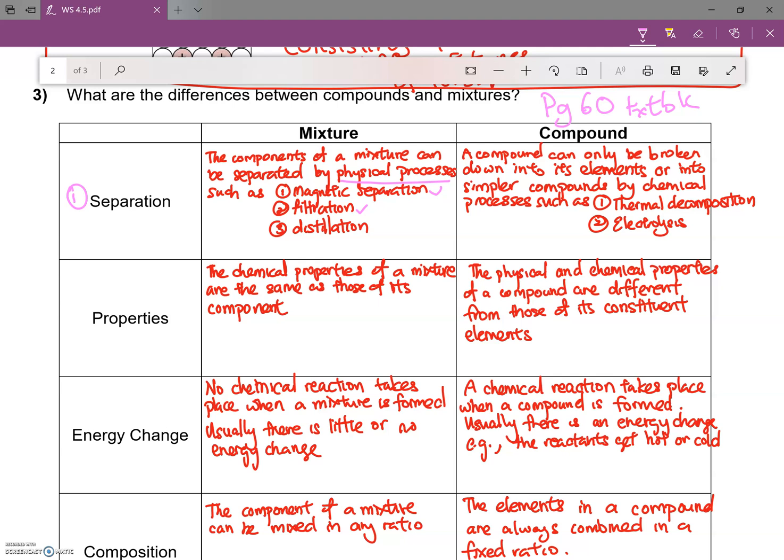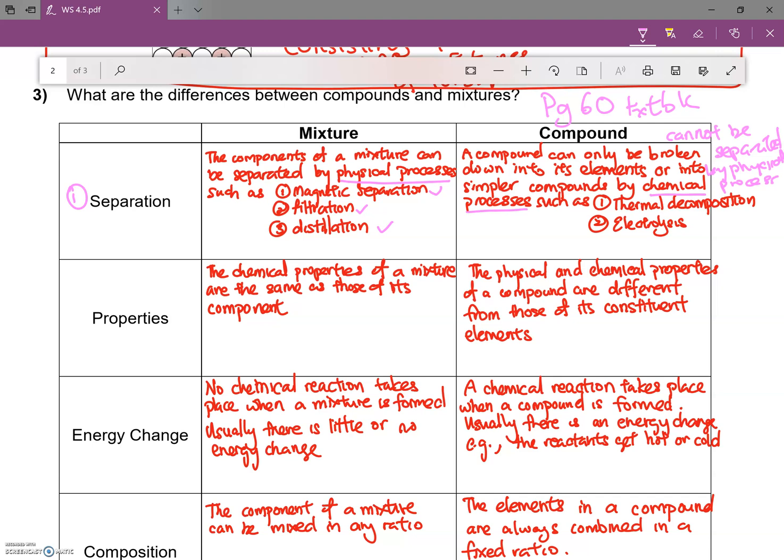Next one, we also have distillation. We'll look at that process a little bit more in the future. So three main physical processes: magnetic separation, filtration, and distillation. So a mixture can be separated by these three physical processes. Now, how about compound? A compound cannot be separated by physical processes. It can only be separated by what we call chemical processes.